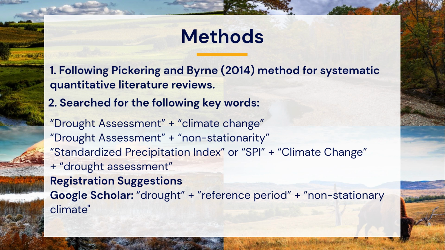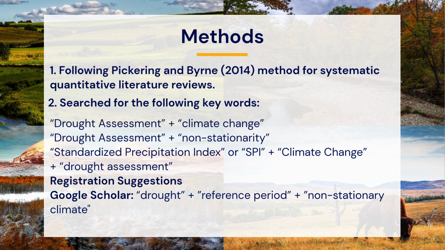I refined those last results by adding the search term of drought assessment, and this reduced the final number to only 59 from that last search. We also asked workshop registrants to provide some recommendations of papers that should be included in the literature review. We received 85 suggestions, many of which made it into the final review. I also did a subsequent Google Scholar search for the terms drought plus reference period plus non-stationary climate. This provided 111 results, and a little over half of these Google Scholar results were irrelevant and were eliminated right away just by looking at the title of them. These included things like material science studies and structural engineering papers.